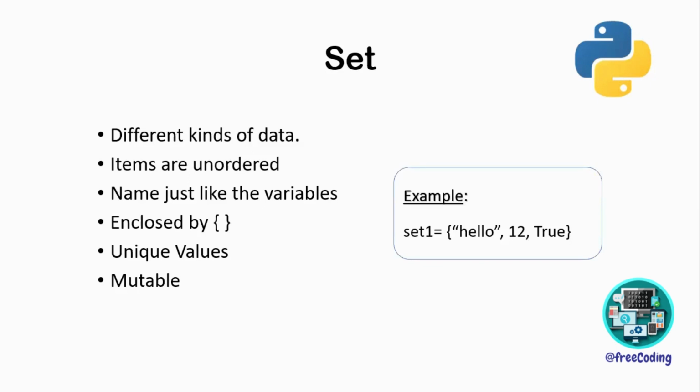So set1 equals hello, comma, 12, comma, True. So you have curly brackets. If I want to access 12, that's not possible. You can just print set1. It would just print all the items in a random order, but it stores it in the variable in a different format. I'm going to explain that with an example.